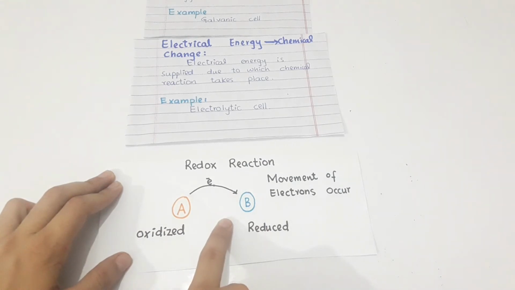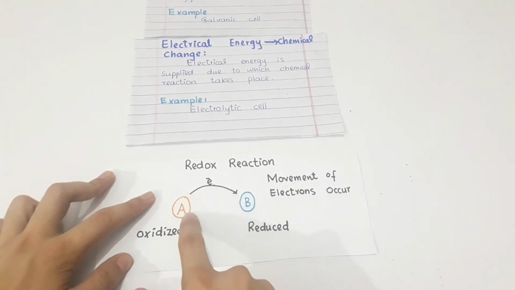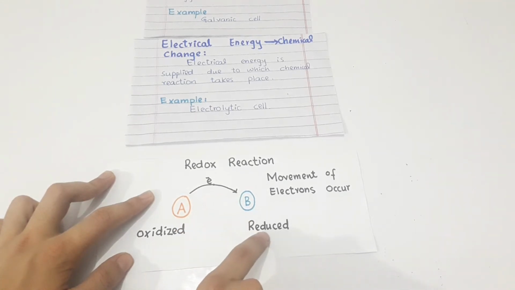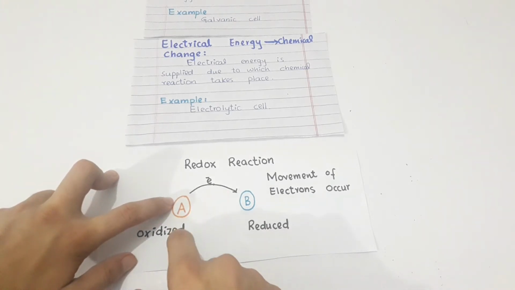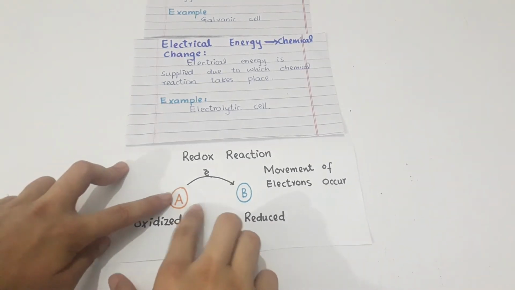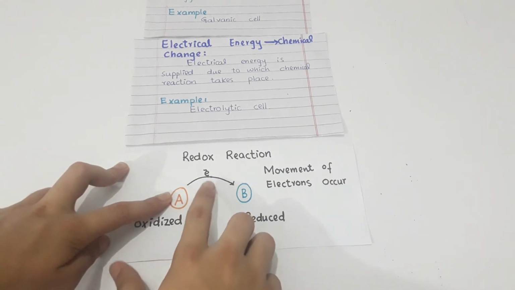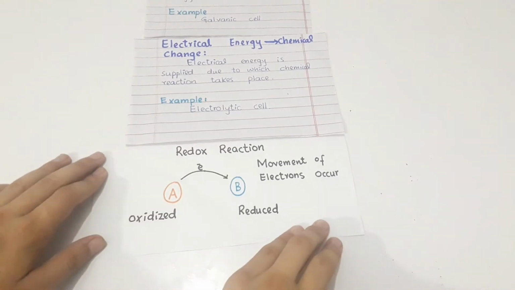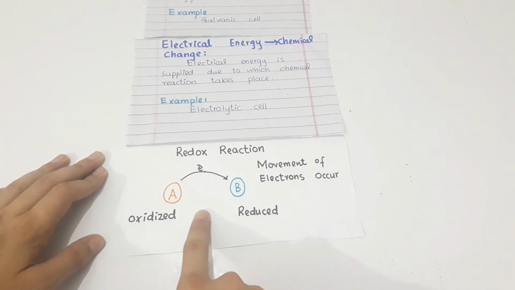In these reactions, electrons move from one atom to another atom. One is oxidized and the second one is reduced. The first one, which loses electrons, is oxidized, and the second one, which gains electrons, is reduced. If we separate these two atoms by a wire and the electrons move in that wire, we will get electricity. And that's the first case, in which a chemical reaction takes place spontaneously and creates electricity.